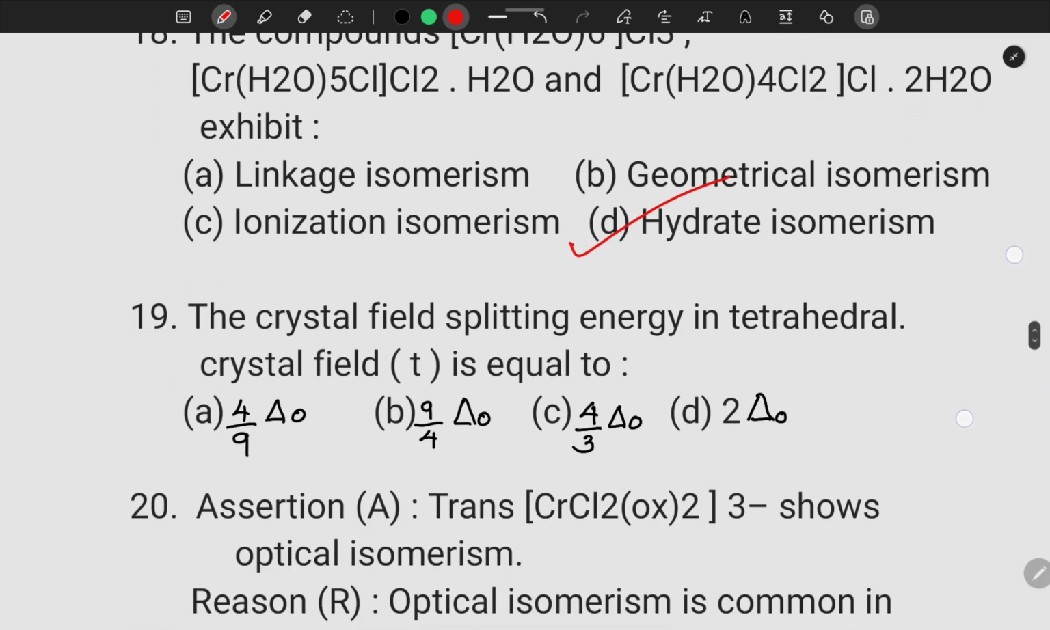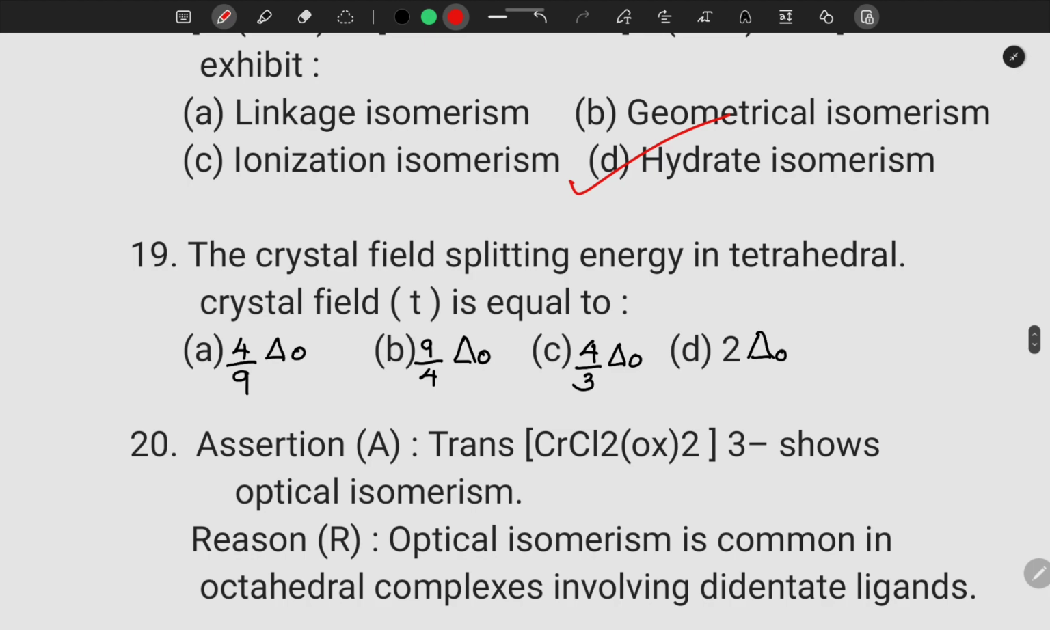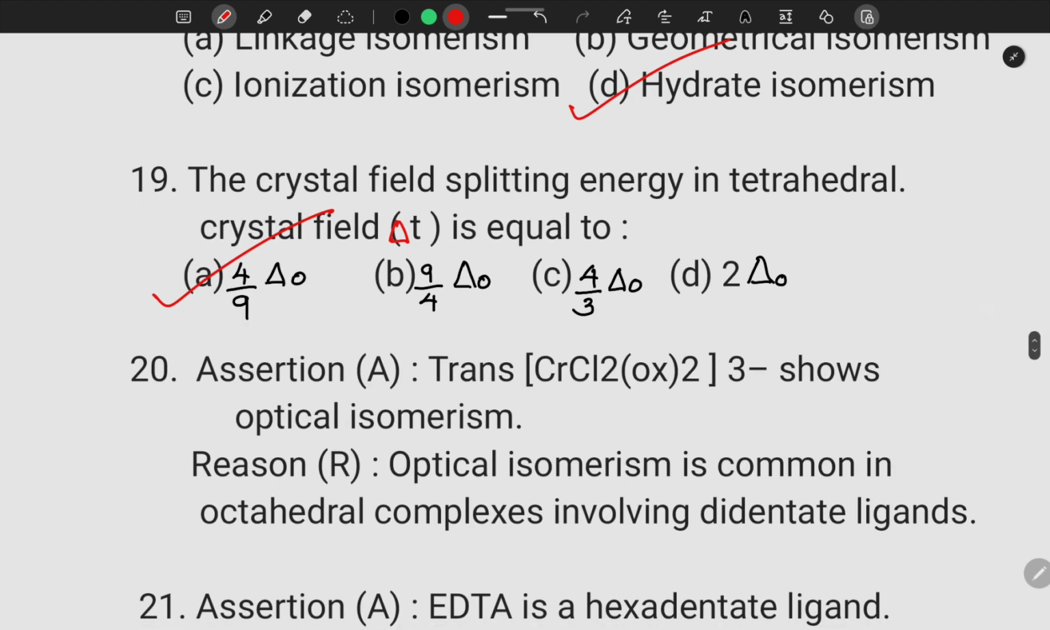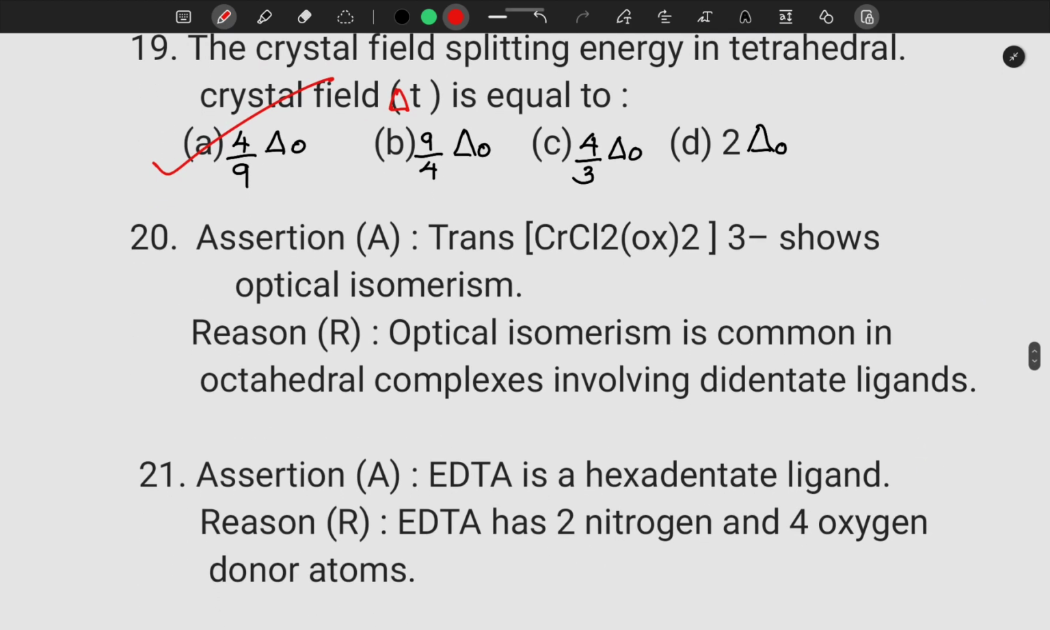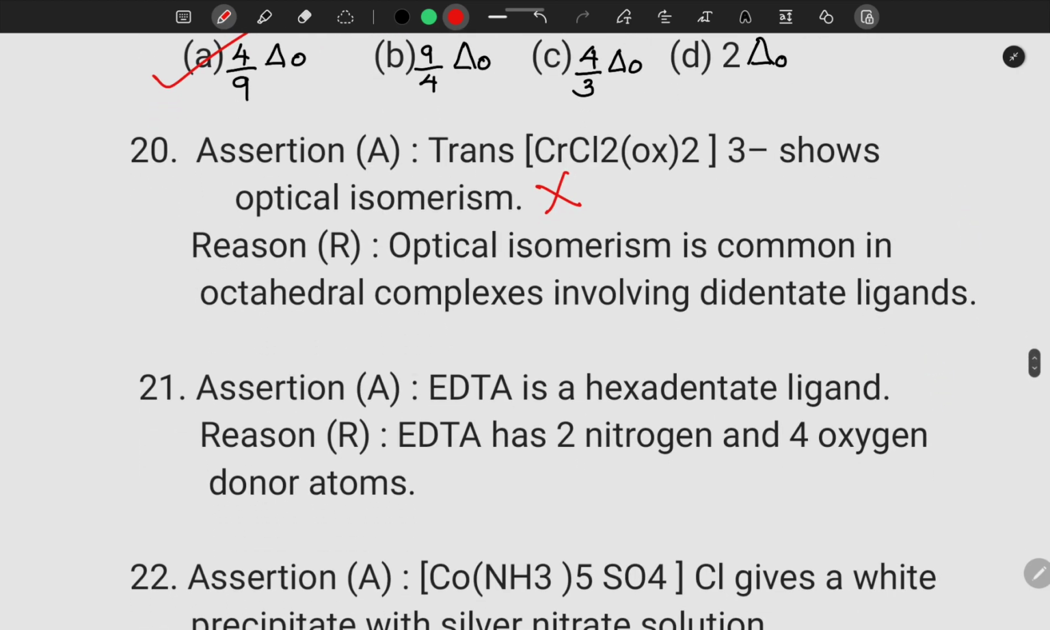Then the crystal field splitting energy in tetrahedral crystal field, delta T, is equal to 4/9 delta O, because we know in tetrahedral complex delta T is smaller than delta O. Trans-[CrCl2(ox)2]3- shows optical isomerism. Trans compound cannot show optical isomerism. Optical isomerism is common in octahedral complexes involving didentate ligand. That's correct. So assertion wrong and reason correct. So our option is D.